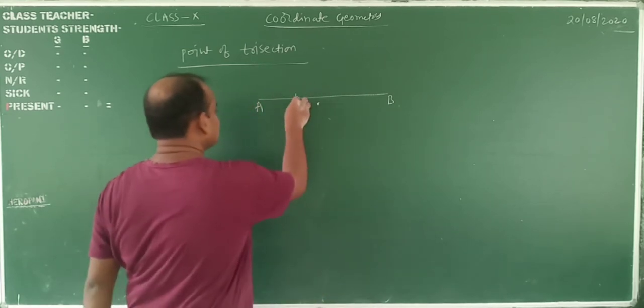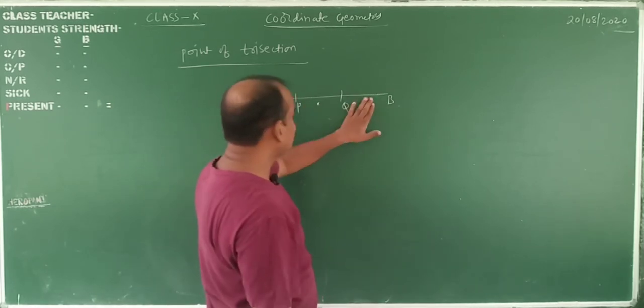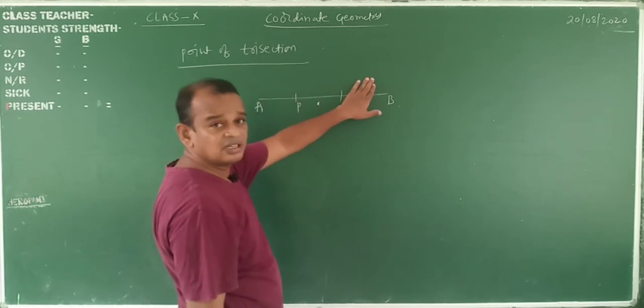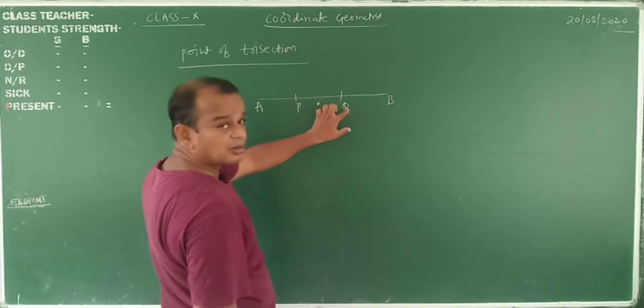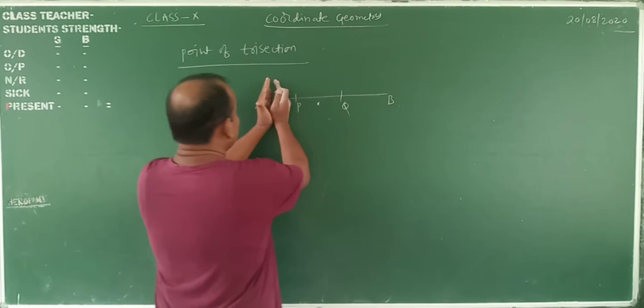Okay, this is P, this is Q. 1, 2, 3. These 3 are equal. This is 1, this is 1, this is 1, not different. That is called a point of trisection. This is called a point of trisection. It means 2 points on the same line; the line is divided into 3 parts.